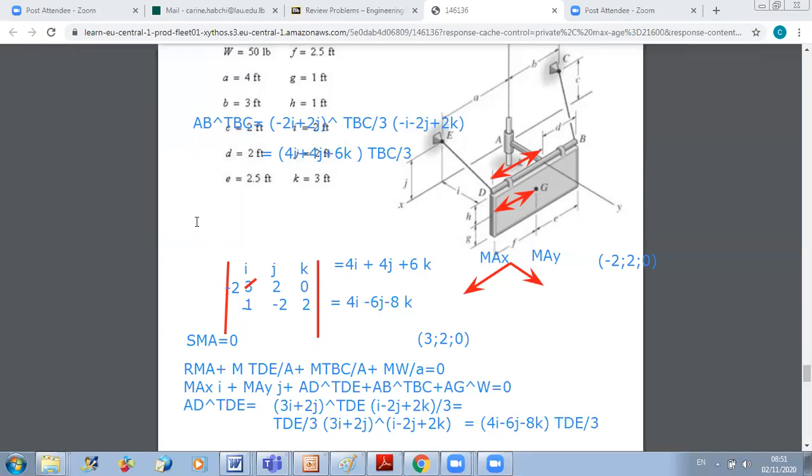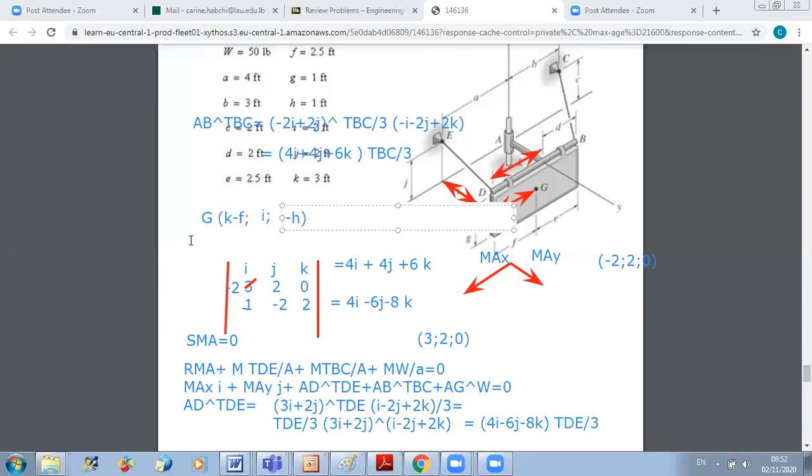So for X, it's K minus F. So for point G, you have as coordinates K minus F along X. Now along Y, look, your plate is parallel to plane XZ. So all points of your plate will have the same Y, which is equal to I. Okay, all points D, B, and G will have the same I because the plate is parallel to plane XZ. So it is equal to I. And finally your component along Z, which is minus H.